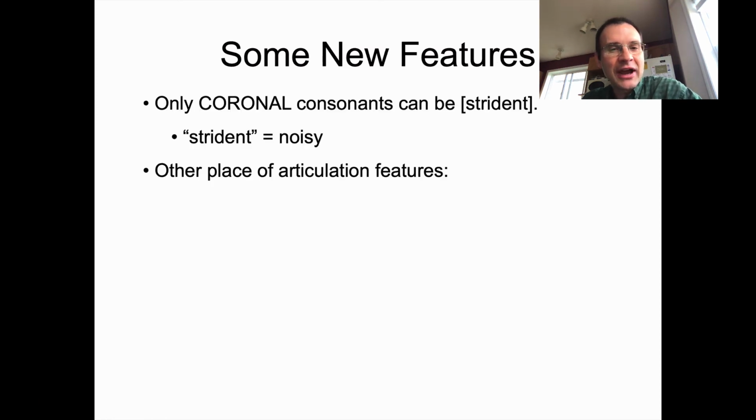So it only applies to stridents where we get the -iz suffix ending. That's one new feature we have to learn. I'm going to give you two other new features we have to learn for place of articulation. In the next lecture, I'm going to walk you through all of them so we get the total inventory that we can play around with when we're doing analysis of phonology patterns.